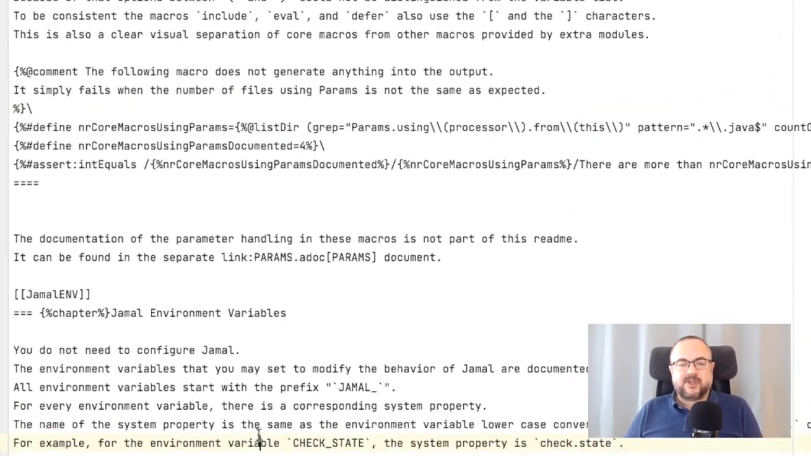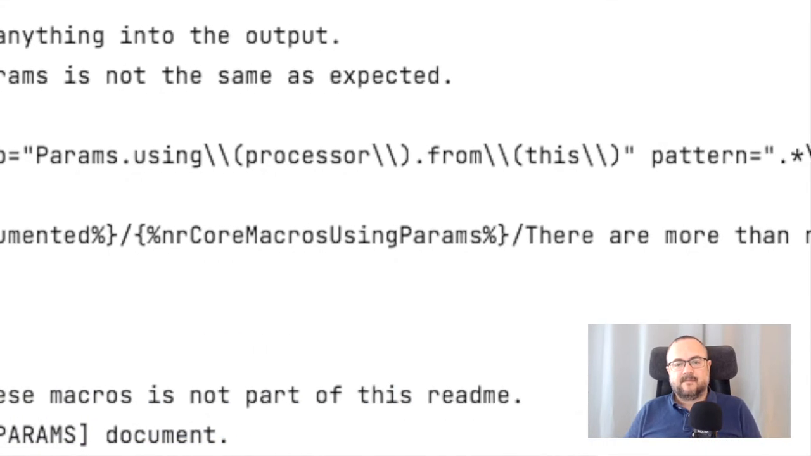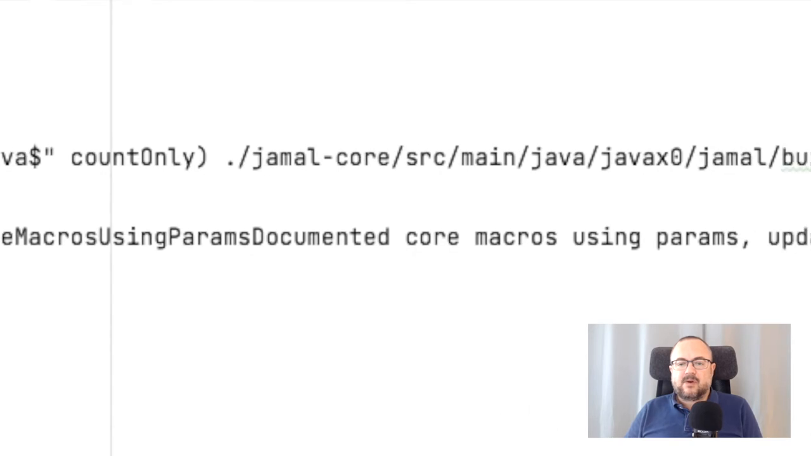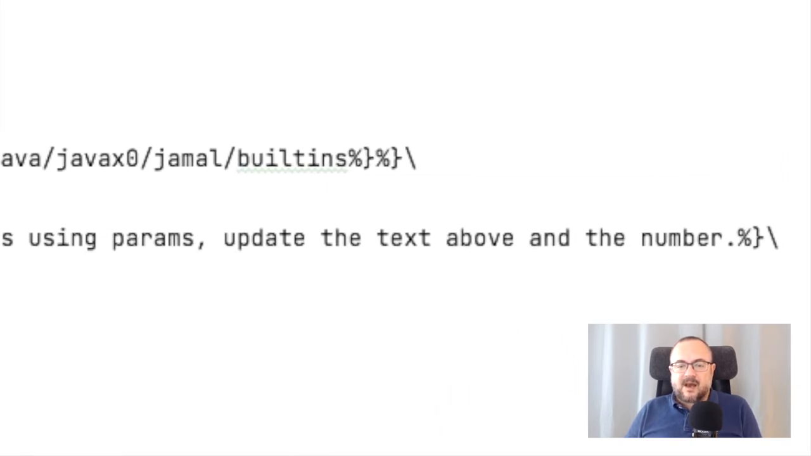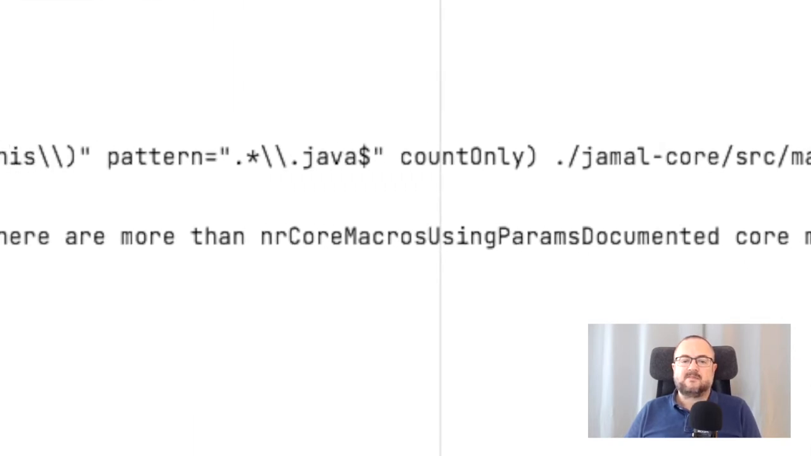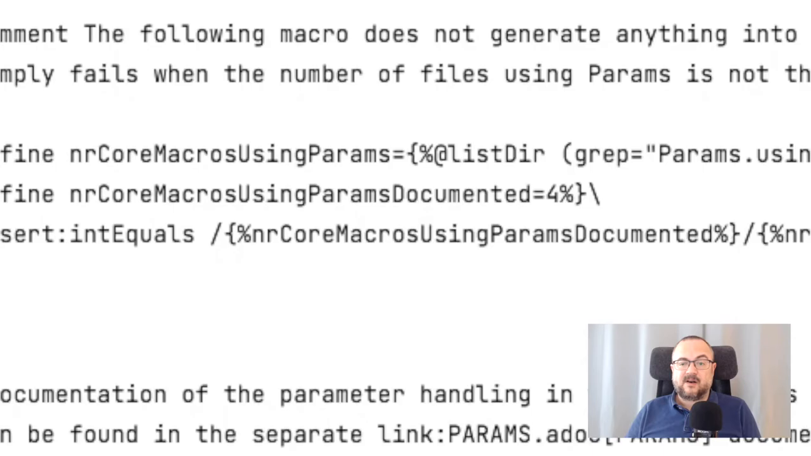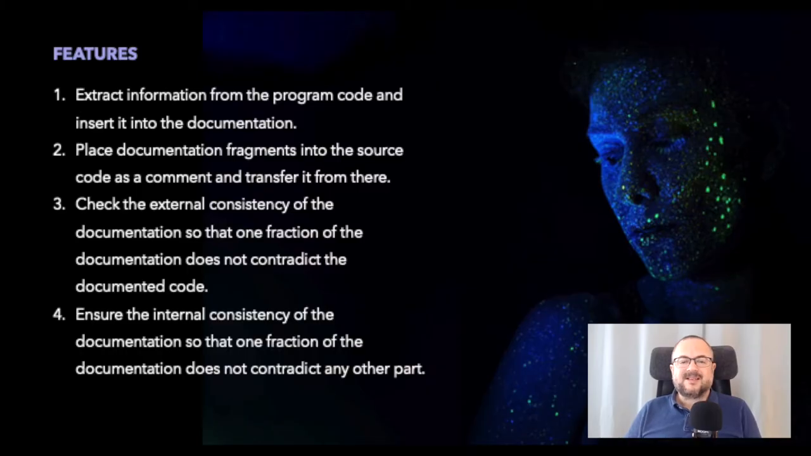Software source code changes many times, and each change alters functionality. If only we could get a warning every time a class affecting some part of the documentation changes, to change the corresponding part. Jamal can do that. There are different macros for it. These are simple examples that we can automate.